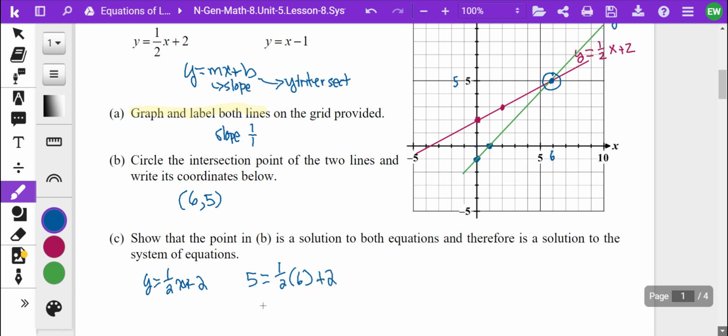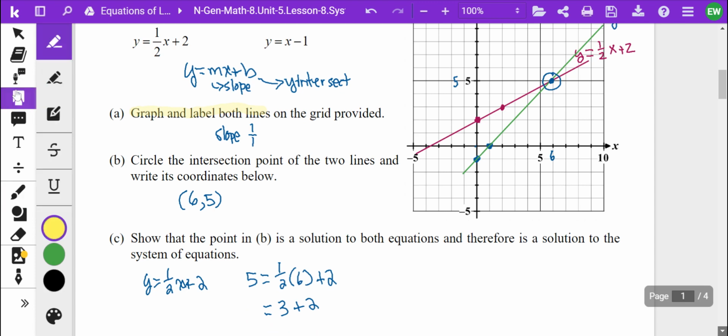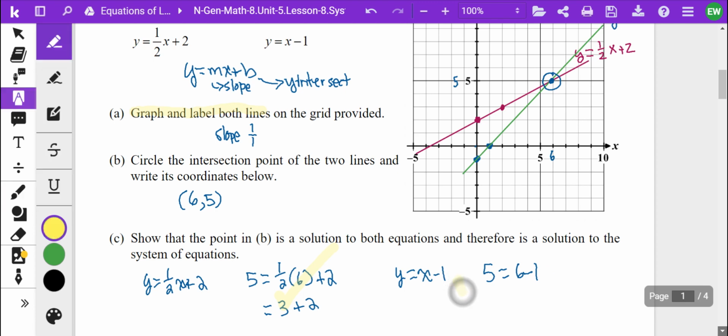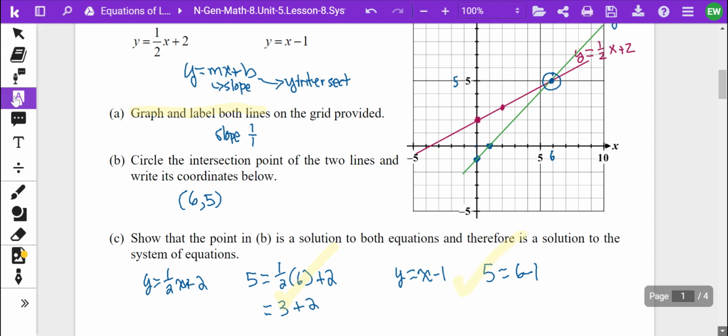And what is 1/2 of 6? 3. 3 plus 2 is indeed 5. So it works for that equation. Let's see if it works for the second one. y equals x minus 1. It looks like it's going to work for that also. Is 5 equal to 6 minus 1? Absolutely. Okay.